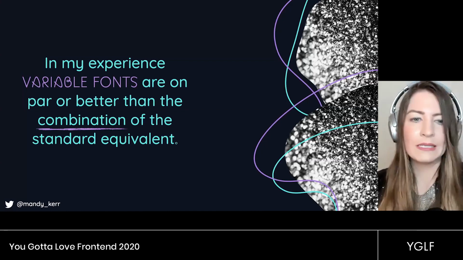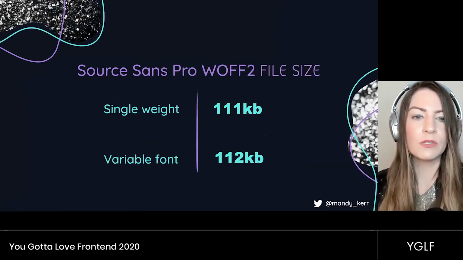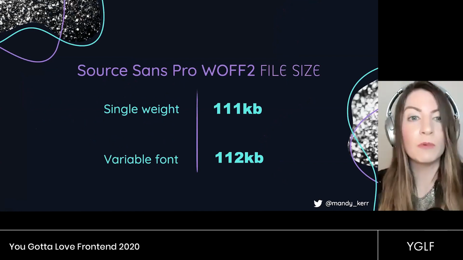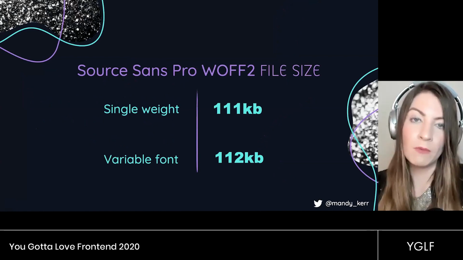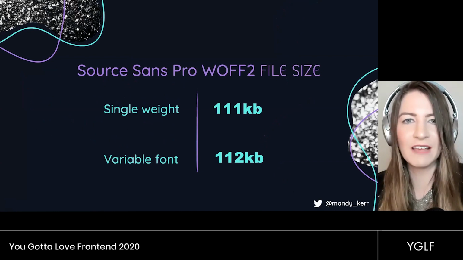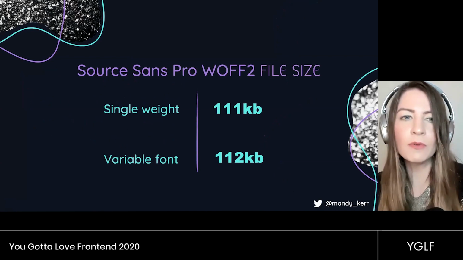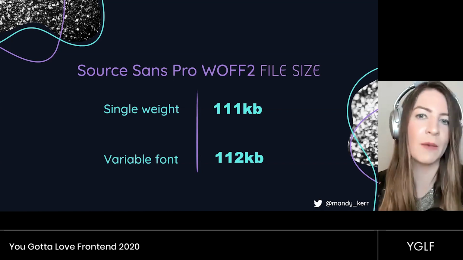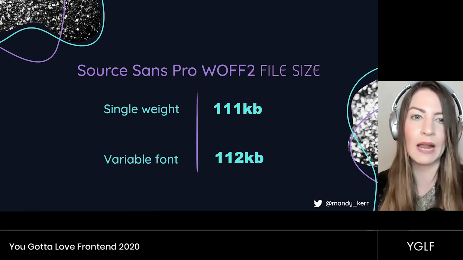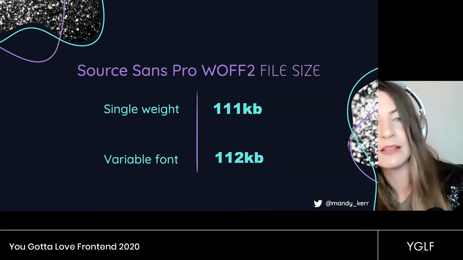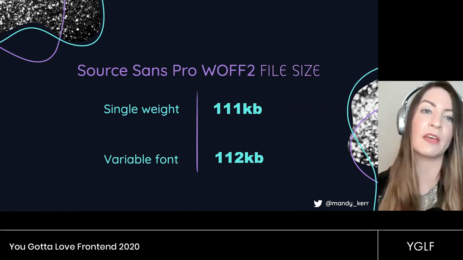And a bit of a quick example for this, I took Source Sans Pro, the standard version, it's available on GitHub, and the variable font version. In the WOFF2 format, which is a good compression format, a single weight of Source Sans Pro is 111 kilobytes. The variable font is 112. So for a variable font, you get the single weight plus all of the other weights, plus all of the interpolated values for an extra kilobyte. And in my opinion, that is a very good, valuable 1 kilobyte extra. And I think it's totally worth it.